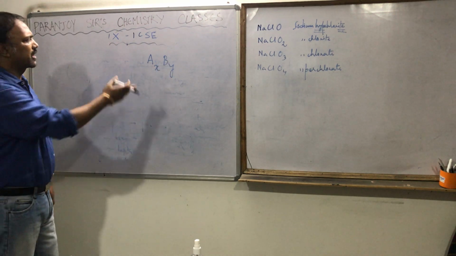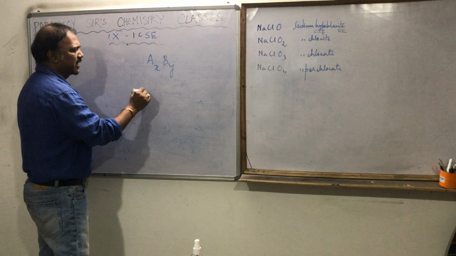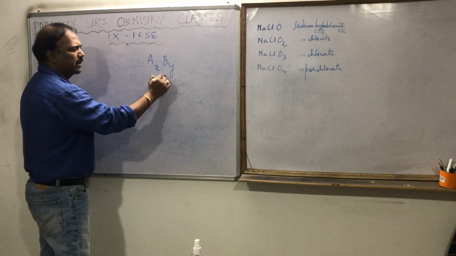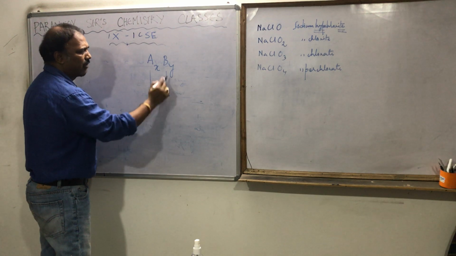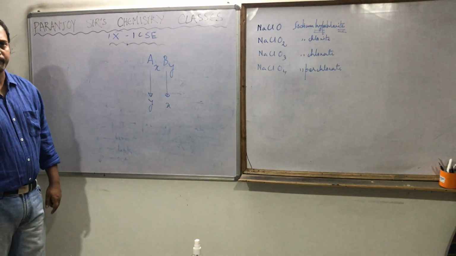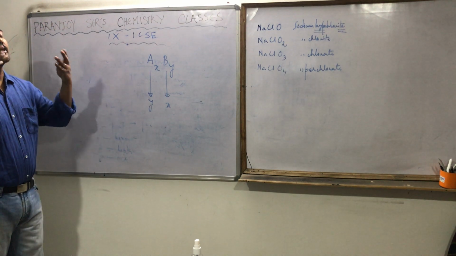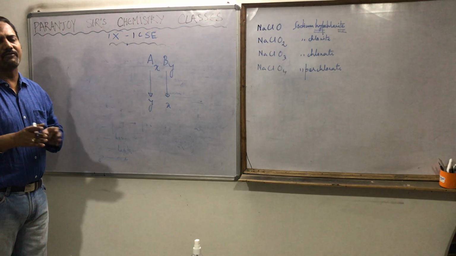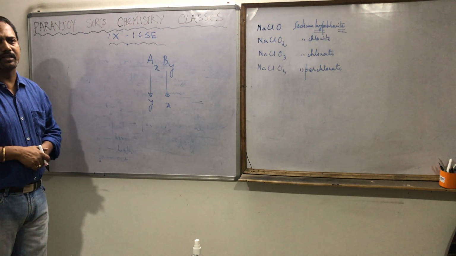Clear? So if I ask you what is the valency of A, you can very easily say the valency of A is y. And what is the valency of B? You can very easily say that the valency of B is x. That is why the formula is AxBy. Like that, if I give you any compound, by knowing the valency of one, you can very easily say what is the valency of the others.